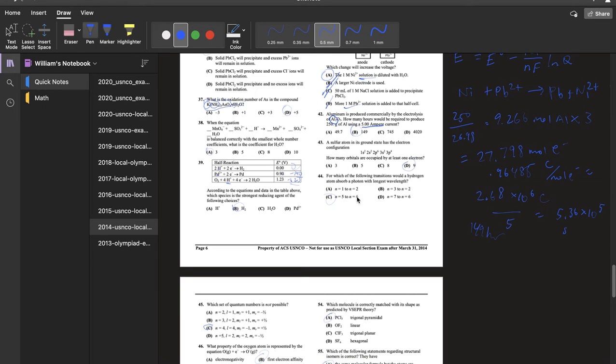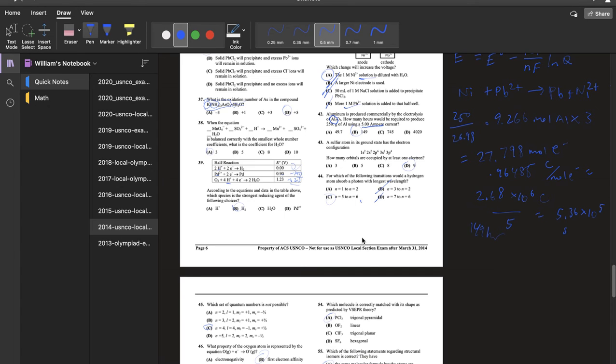So 1 to 2 goes up, 5 to 6 goes up, 3 to 2 does not go up, 7 to 6 does not go up. So you can automatically eliminate B and D. So longest wavelength, that means you want to have, well, a long wavelength correlates with a lower frequency, which correlates with a lower energy. So that means you want the lowest energy gap between the 2 states.